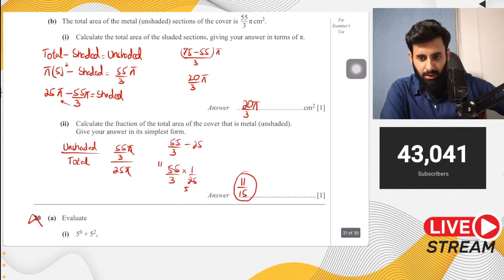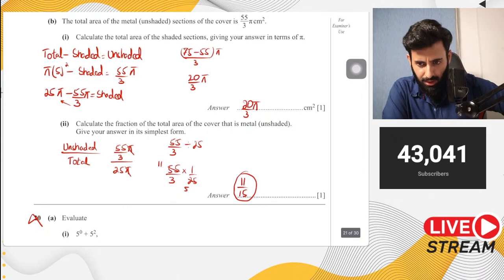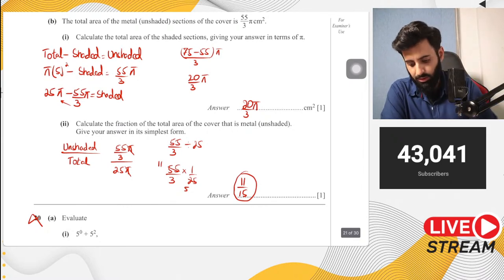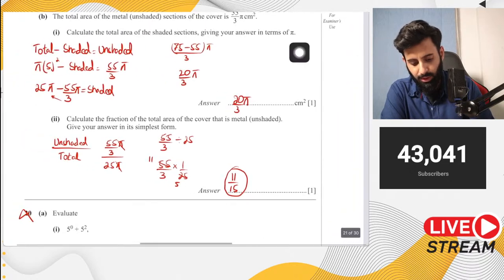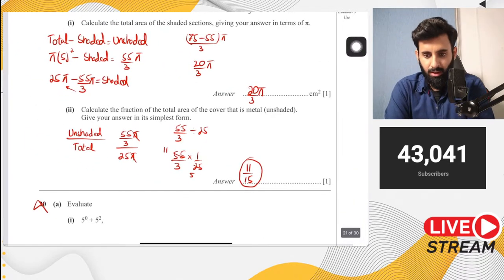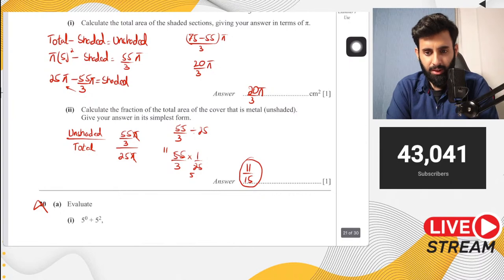Okay, so should we multiply 3 by 3.14? No, we shouldn't. The question says giving your answer in terms of pi. And it's paper 1 anyway, so that'll be very difficult to multiply it by 3.14.